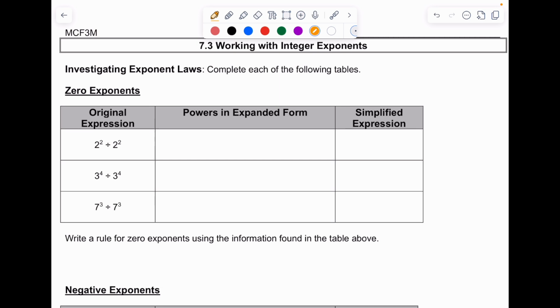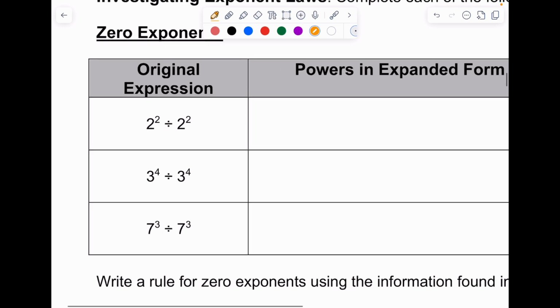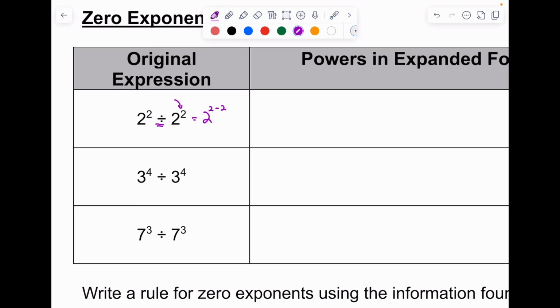All right, we have the original expression 2 squared divided by 2 squared, or another way of saying 2 squared is 2 to the power of 2, divided by 2 to the power of 2. We learned in yesterday's lesson that this is 2 to the 2, and then you subtract this exponent because there's a division here. So it's 2 to the 2, take away 2, which actually gives you 2 to the 0. But let's see what happens.